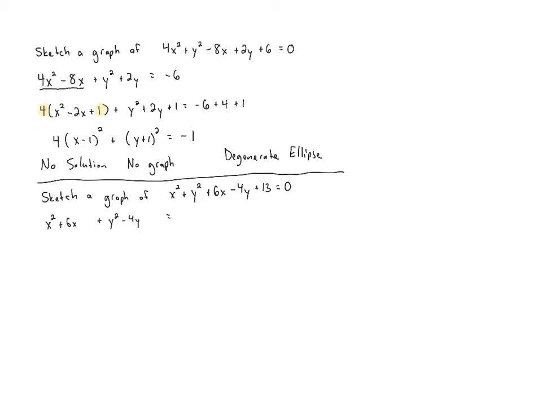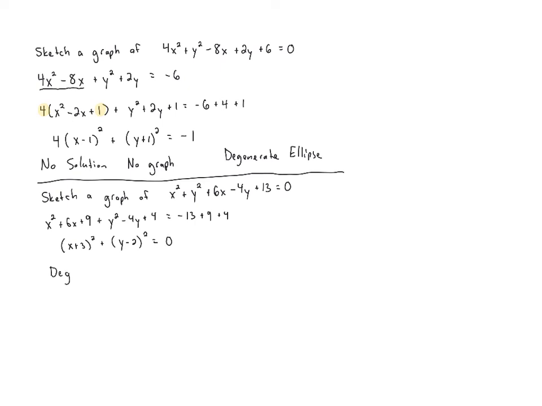And we'll move the constant to the other side, which will turn it into a negative 13. Now there's no leading coefficients that need factored out, so we can just go and complete the squares. To complete the square with the x terms, we've got to add 9, so we're going to have to add 9 to the other side as well. For the y terms, we've got to add 4, so we're going to add 4 to the right-hand side. Now when we factor this out, we get x plus 3 quantity squared plus y minus 2 quantity squared on the left. And on the right, negative 13 plus 9 plus 4 actually gives us 0.